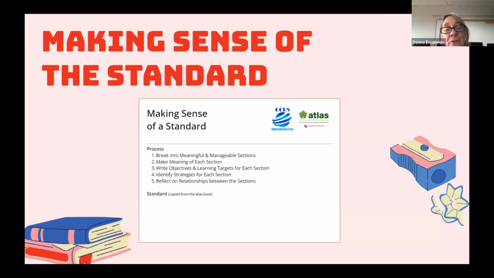So we're going to look for meaning. How can we split it up? What does each part mean? Thinking about what the objectives are. You might have one in teacher language, but think about how you can say it in student language also, and how to approach each of those parts and how they relate to each other.